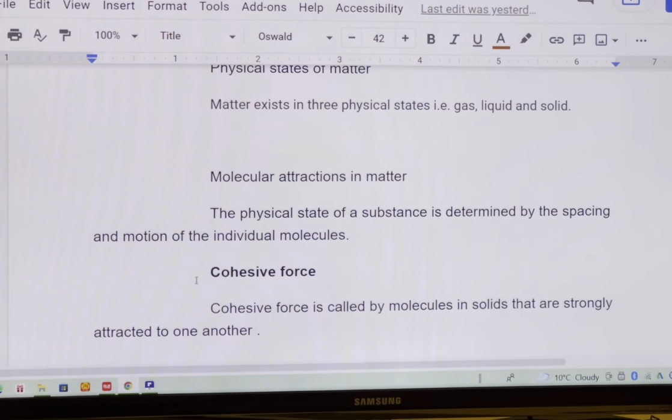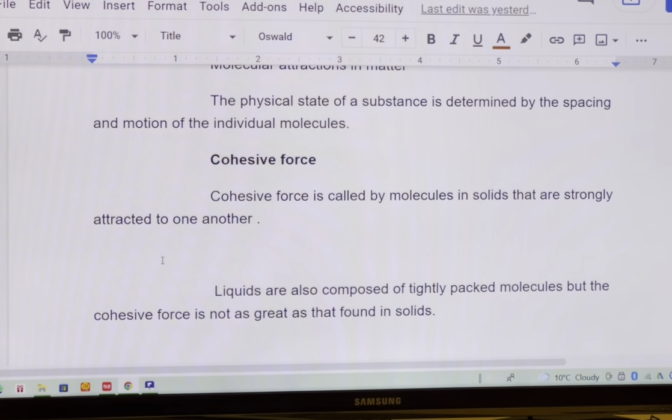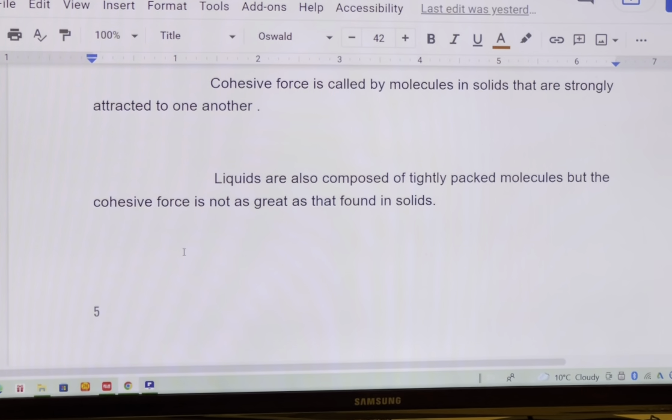Molecules, attraction in matter. The physical state of the substance is determined by the space and the motion of the individual molecules. Cohesive force. Cohesive force is caused by the molecules in solids that are strongly attracted to one another. Liquids are also composed of tightly packed molecules, but the cohesive force is not as great as that found in solids.